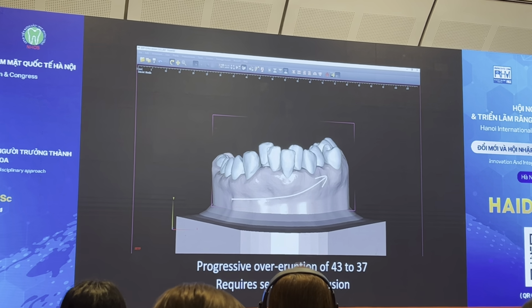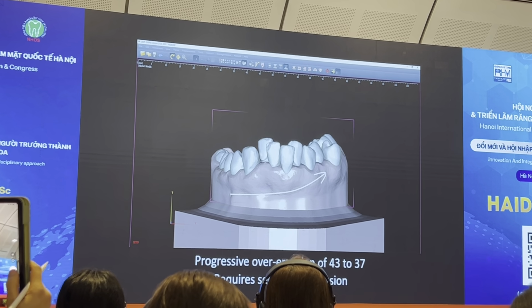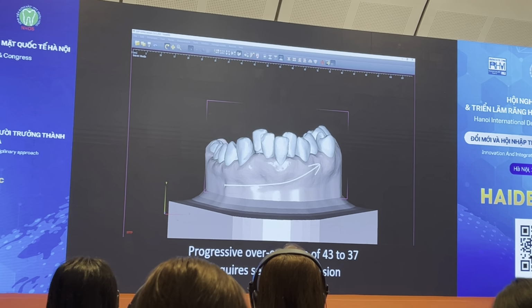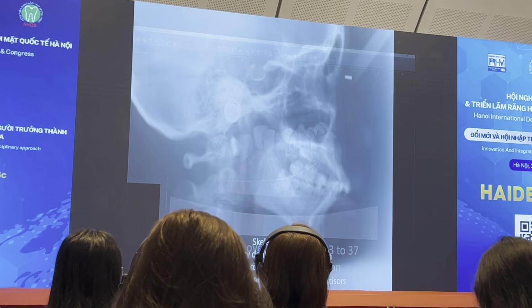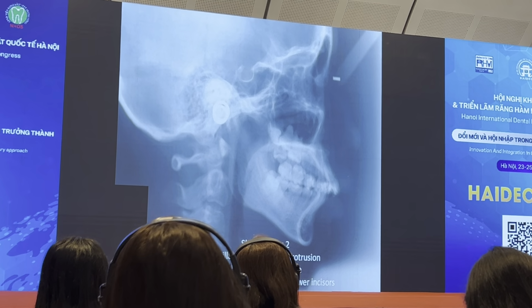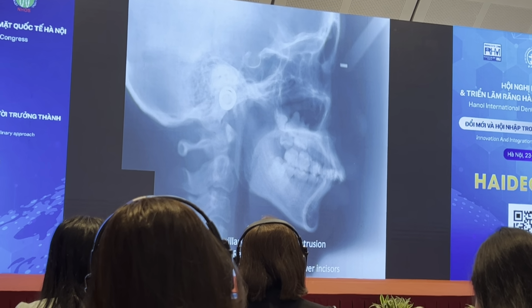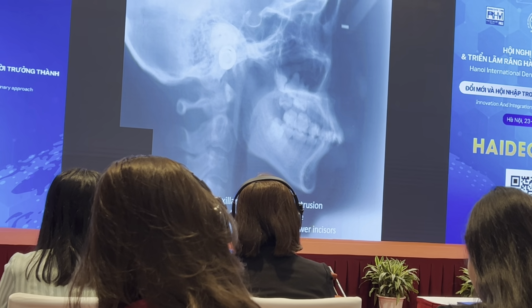If we look at the frontal view of lower teeth, we can see a progressive over-eruption of teeth from 4.3 to 3.7, which required sequential intrusion. This is her lateral set, which shows skeletal class 2 pattern with maxillary dentoalveolar protrusion, retrognathic mandible, and compensatory proclination of lower incisors.